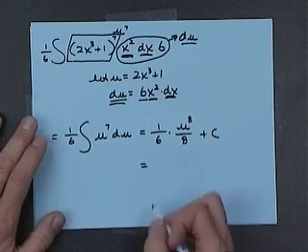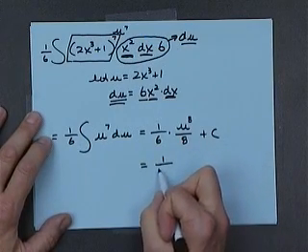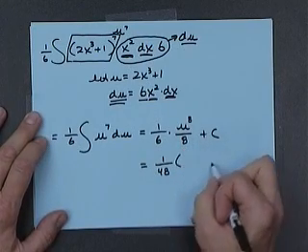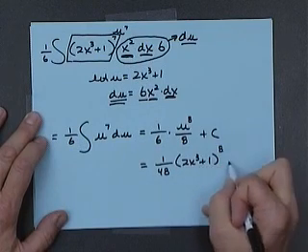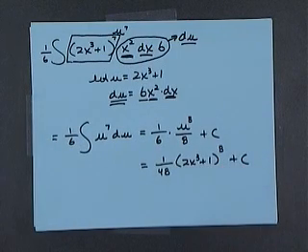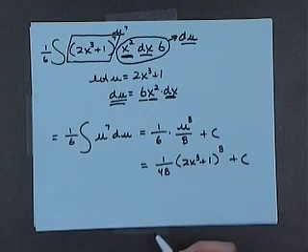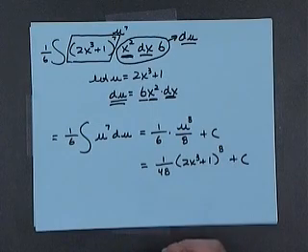Now we go back to the original letters. So we've got 1 over 6 times 8, 48. U to the 8th is really 2x cubed plus 1 to the 8th. Again, your check is take the derivative of that. You'd be back to the original integrand. Questions on that one?